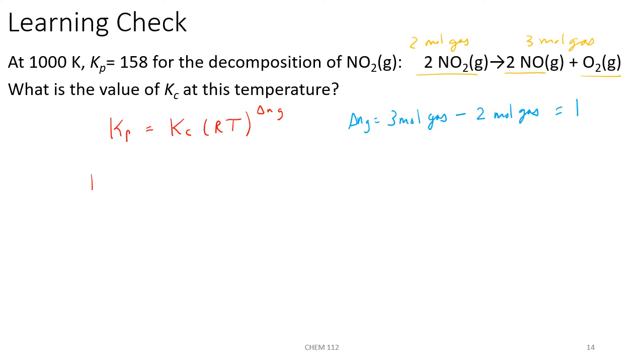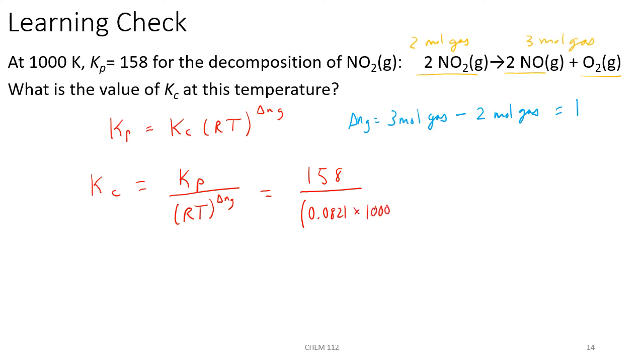We're going to want to rearrange and solve for K sub C. So K sub C will equal K sub P divided by RT raised to the delta Ng power. And our K sub P was given to us, 158. R times T is going to be 0.0821 times our temperature in Kelvin, which is 1000. And that will be raised to the first power because that was our value of delta Ng for this reaction. Our K sub C ends up coming out to 1.92.